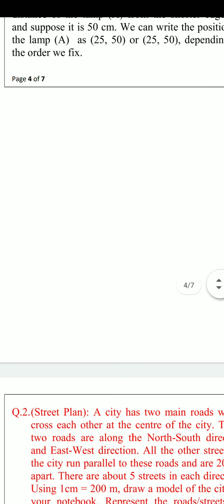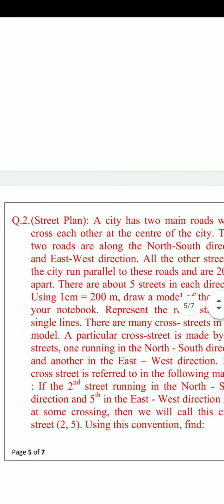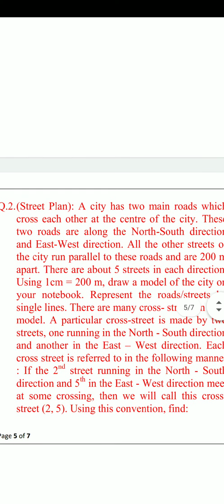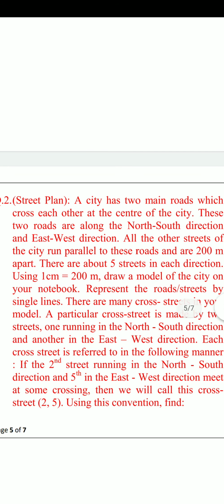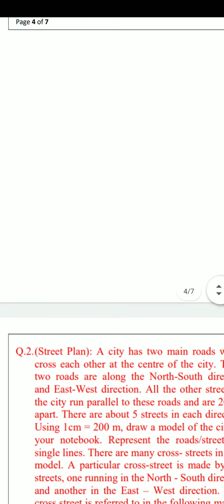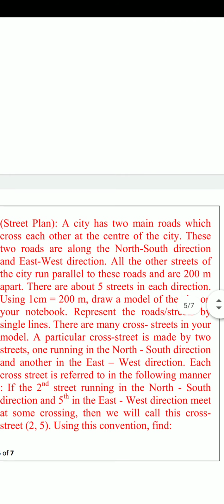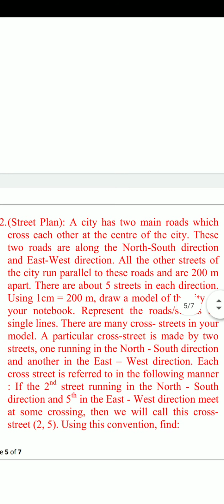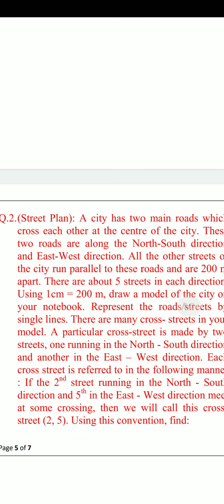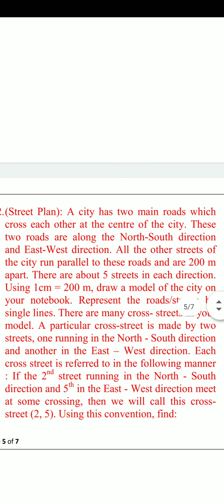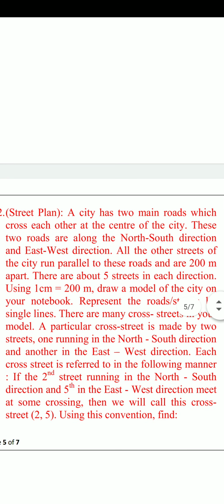Now, another question, number 2. Here it is given the street plan of a city. A city has two main roads which cross each other at the center of the city. These two roads run along the north-south direction and the east-west direction. These are the two main crossroads.